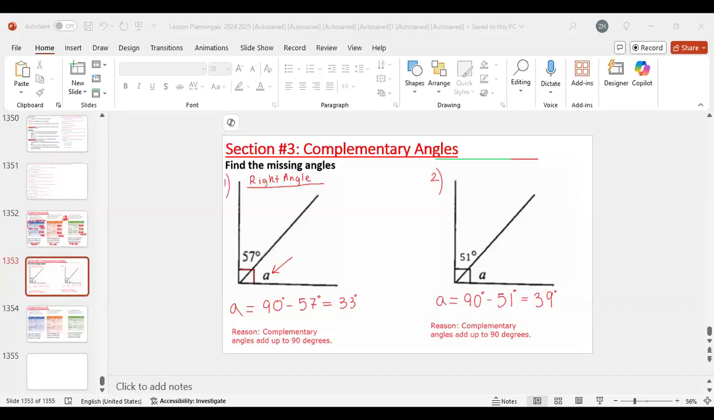Once you finish with the quizzes, take a screenshot of your grade and send it to me via WhatsApp. Everyone should do well on these quizzes. This is going to be complementary angles. So do your best on them. They should not be difficult, by the way.